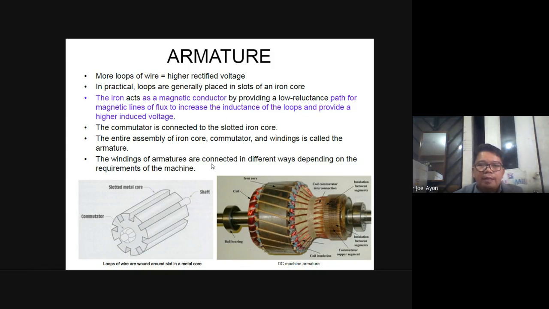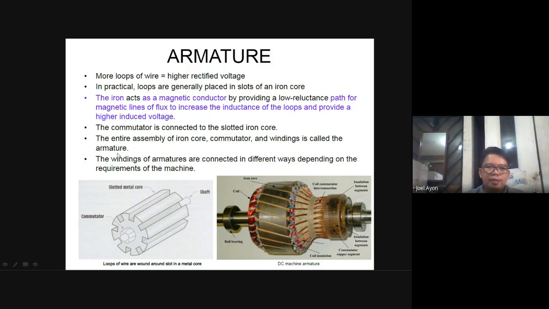And also the number of turns. The more the number of turns in the armature or even in the stator, in the field winding, the more the current or the more the magnetic field or magnetic flux in motors. Okay? So, the entire assembly of an iron core, commutator, and winding is called the armature.